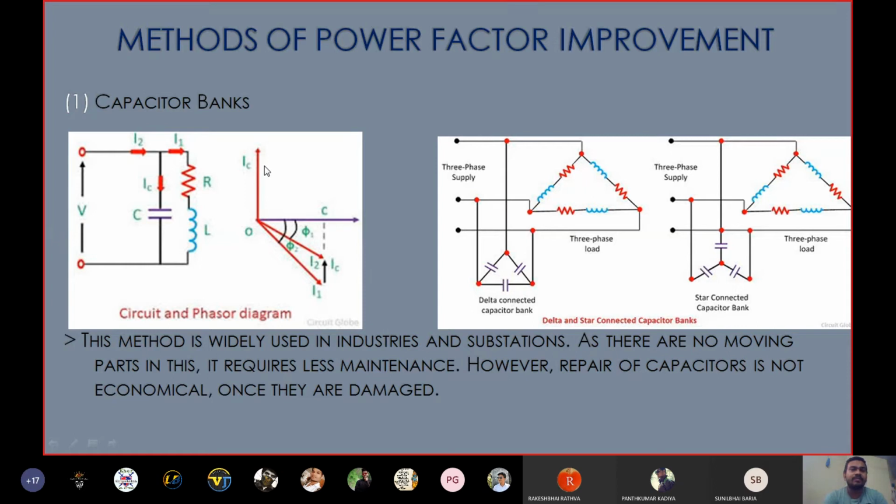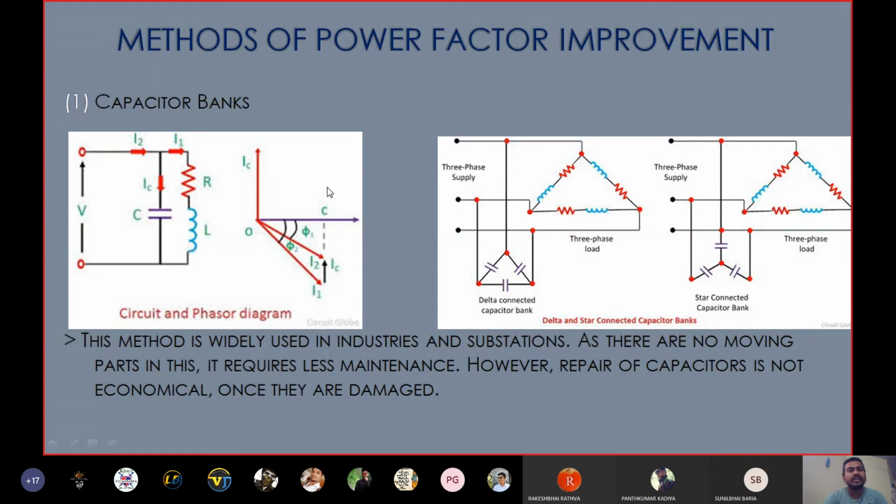Now from this point we have to draw a parallel line to this I1 current. Here we draw this parallel line to the I1 current. Now from this point of I1 we draw one parallel line to this IC current. At that time we get one resultant current, and this resultant current is the I2 current, which lags behind the voltage by phi 1 angle. So this is the I2 current, that is the total current taken from the source.